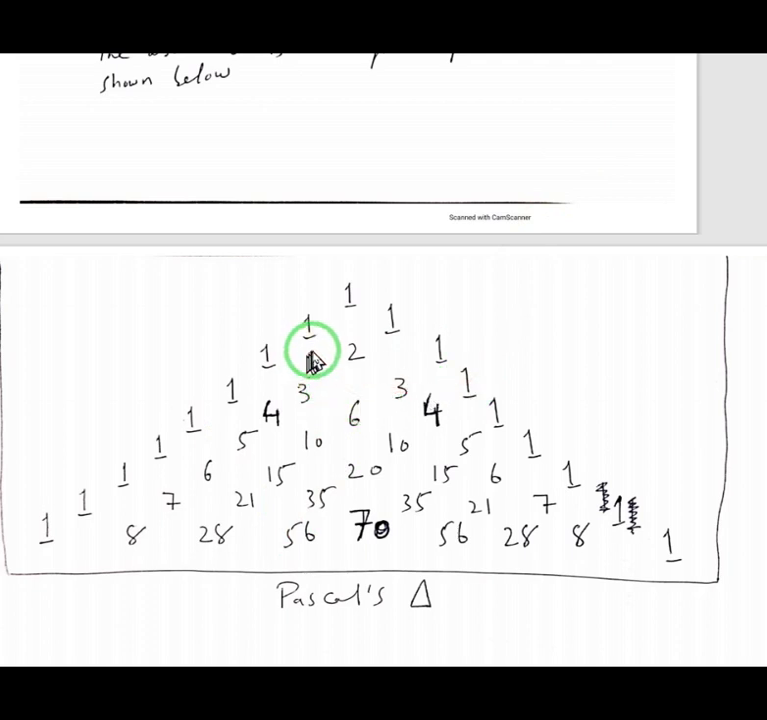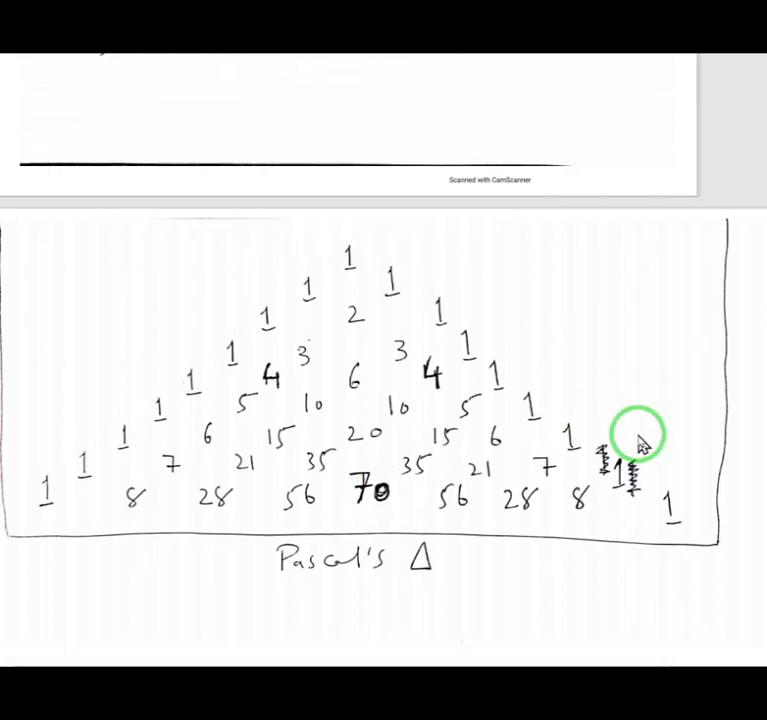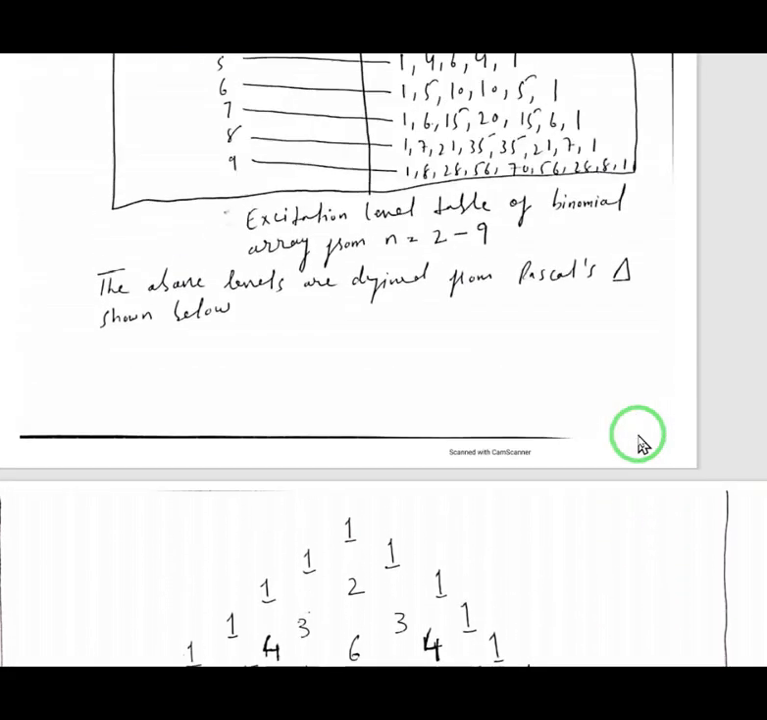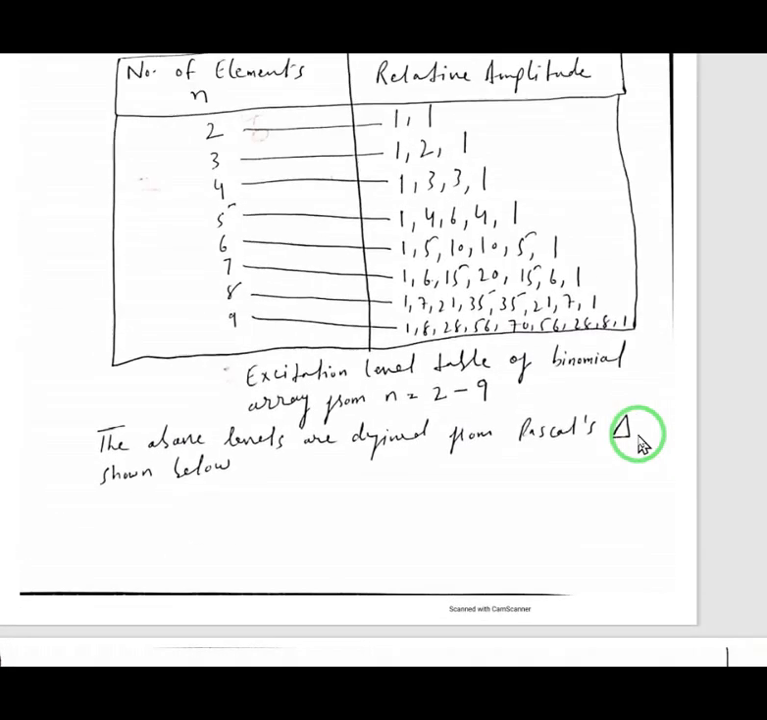Okay, it has also been described as this: 1 plus 1 is 2. Okay, 3 plus 3 is 6. 10 plus 10 is 20. 35 plus 35 is 70. So that's how this Pascal triangle is being created, and from this the values of the binomial array have been taken.